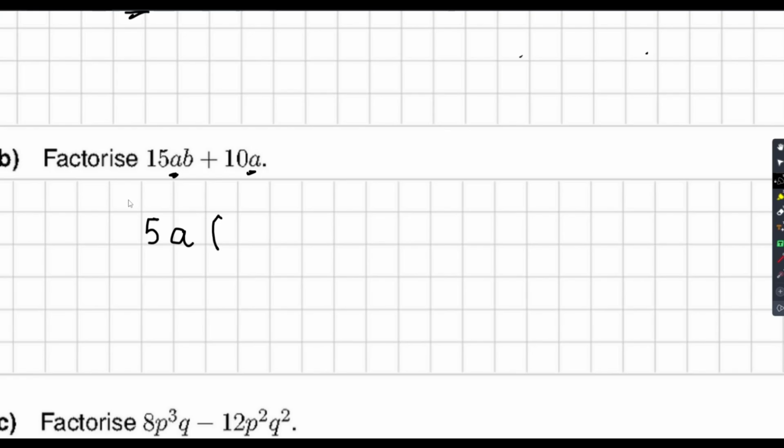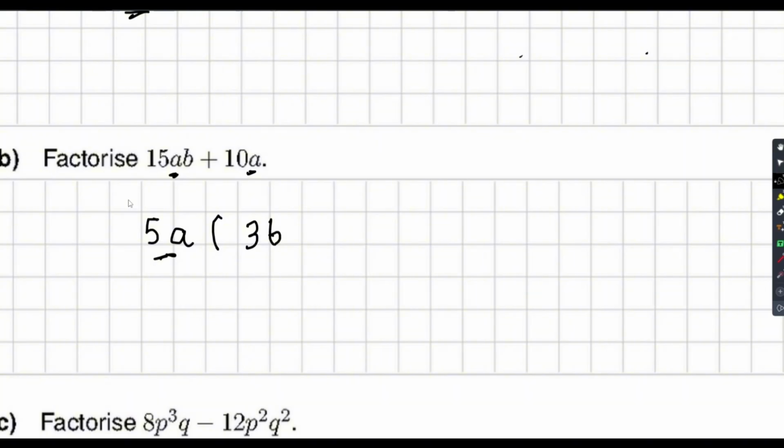So once we know that, we draw a bracket, and then we ask ourselves, 5a multiplied by what gives me 15ab? So we start with the number, 5 by what will give me 15? That's going to be 3. And then we already have the a, we need to attach on a b. So it's going to be 3b. And we can check again, 5a by 3b, 5 by 3 is 15, and we'll get ab.